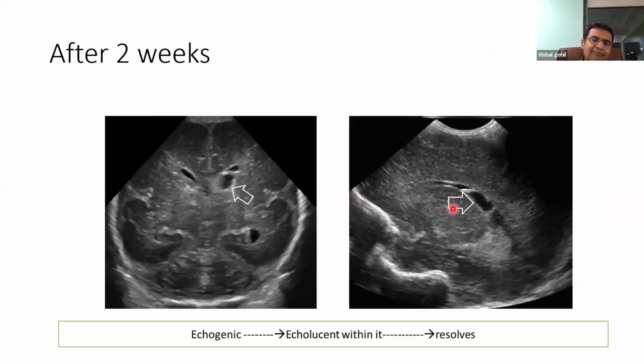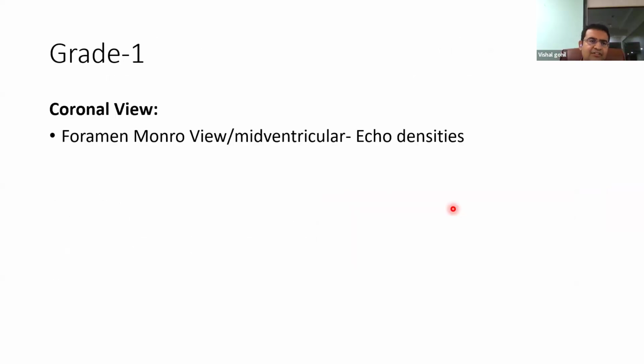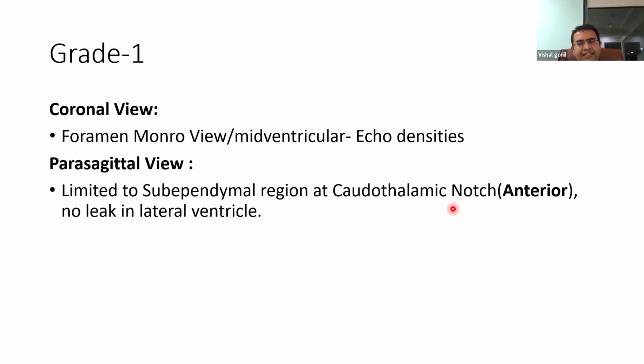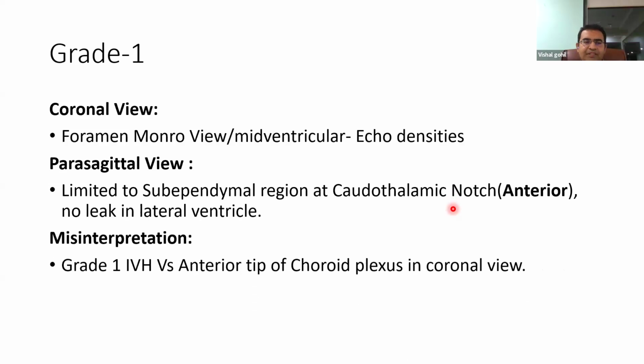So what happens if we follow a grade 1 IVH? Most of the time it resolves and has an excellent neurodevelopmental outcome. It hardly causes ventricular dilation, which would be less than 3%. If I summarize grade 1: in the coronal view, from Monro or mid-ventricular view, you can see the echodensity in the lateral wall of the lateral ventricle. In the parasagittal view, your bleeding is limited to anterior to your CTG, but no blood leaks out into the lateral ventricle. And the most common misinterpretation is grade 1 IVH versus the anterior tip of the choroid plexus in the coronal view. We already discussed that one.